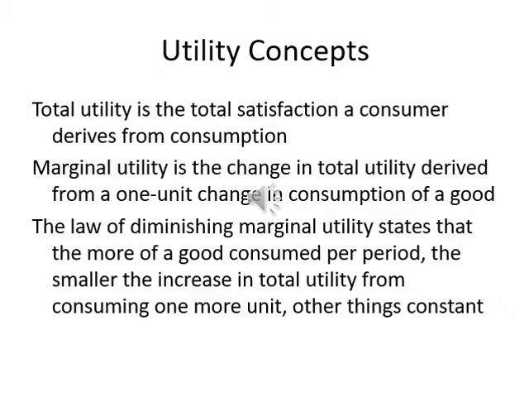Total utility is the total satisfaction a consumer derives from consumption. Marginal utility is the change in total utility derived from a one-unit change in consumption of a good. The law of diminishing marginal utility states that the more of a good consumed per period, the smaller the increase in total utility from consuming one more unit, other things constant.